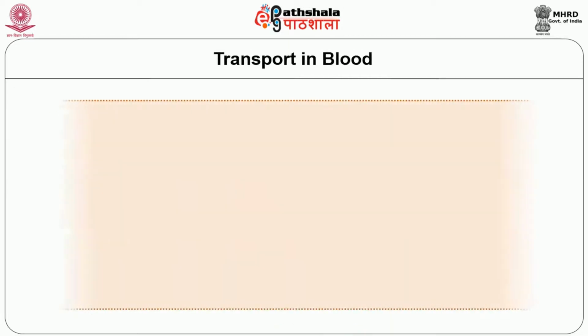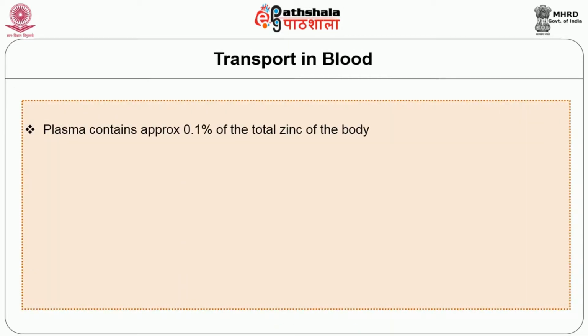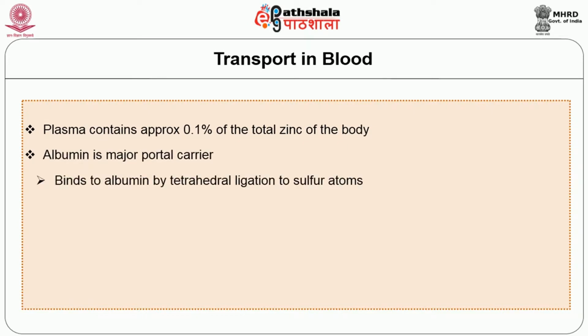Once it is in the blood, it will bind to albumin, and only 0.1% of the absorbed zinc is retained in the blood plasma; the remaining is distributed to the other tissues. Albumin is the major carrier. It binds to albumin by tetrahedral ligation to sulfur atoms. Cysteine and histidine are the two amino acids essentially involved in zinc binding. So, the zinc binds to the sulfur amino acids of cysteine and histidine.